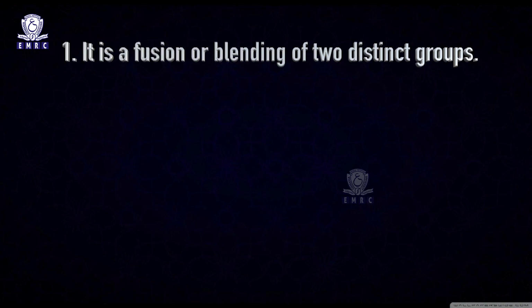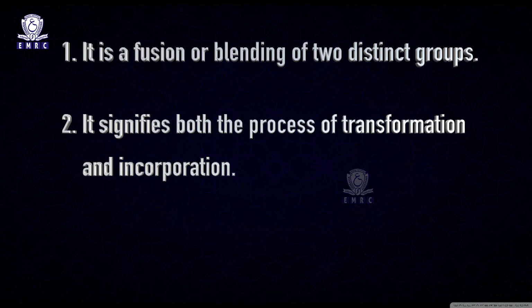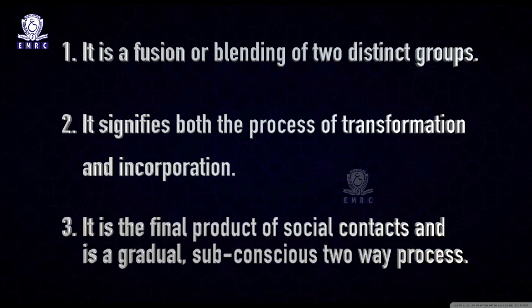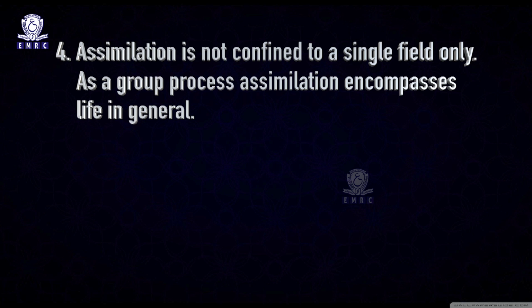Let us identify the characteristics of assimilation. Firstly, it is a fusion or blending of two groups according to Young and Mack. Secondly, it signifies both the process of transformation and incorporation. Thirdly, it is the final product of social contacts and is a gradual subconscious two-way process. Fourthly, assimilation is not confined to a single field only. As a group process, assimilation encompasses life in general.